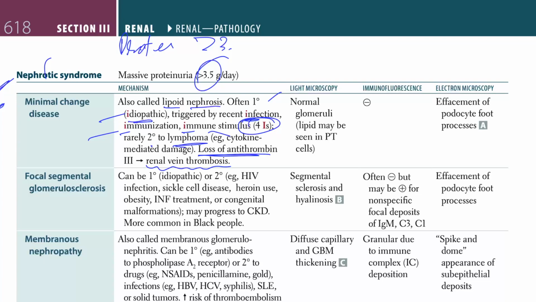Light microscopy will show normal glomeruli, very important. Normal glomeruli, but with renal vein thrombosis or loss of antithrombin 3, that's the minimal change disease. Lipid may be seen in patients in PCT cells. Okay. Then we have immunofluorescence. Because it's a normal glomeruli, we have negative immunofluorescence. So no immune complex depositions. That's what we mean by immunofluorescence.